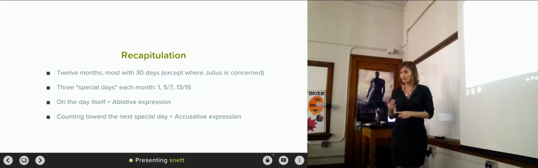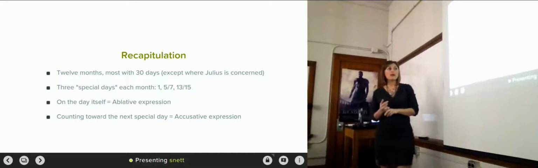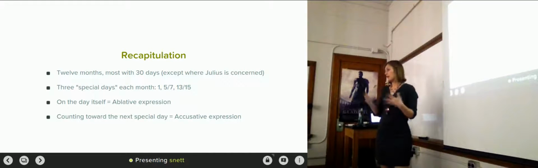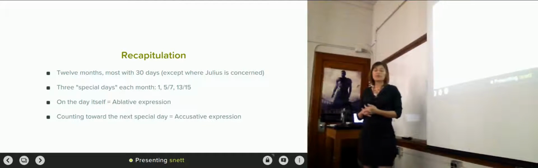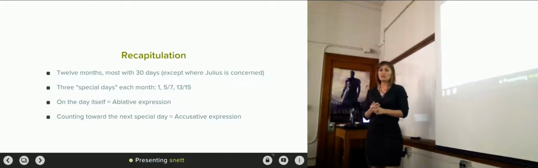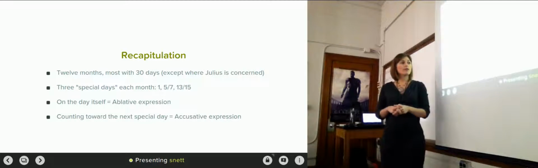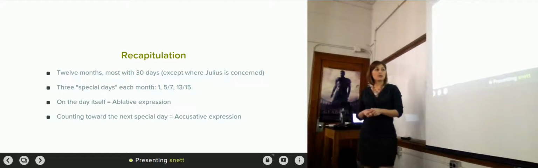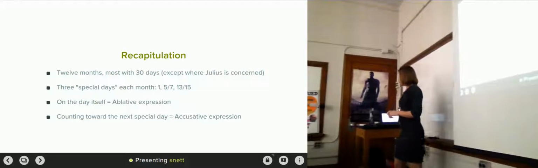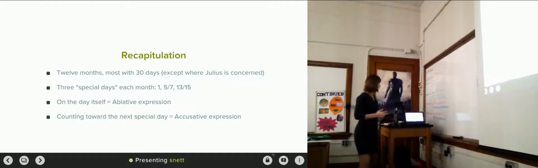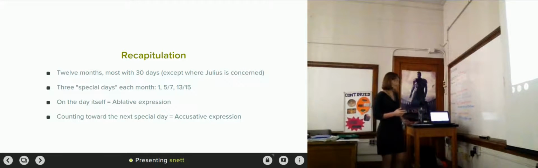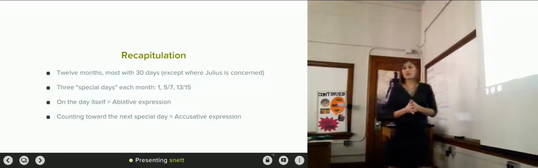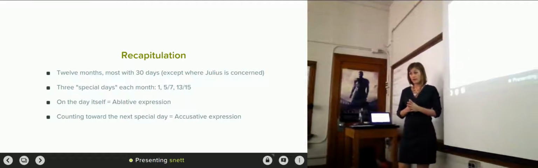There are 12 months within the Roman year. Most of them had 30 days, except for the mnemonic of Julius, which changes our long months. There are 3 special days in each month. The special days are not Mondays. The special days are the calends, the nones, and the ides. They're on the 1st, the 5th or 7th, and the 13th or 15th. On the day itself, you're going to use an ablative expression to tell what time. And then if you're counting up to the next special day, then you want an accusative expression. Are there any questions so far?